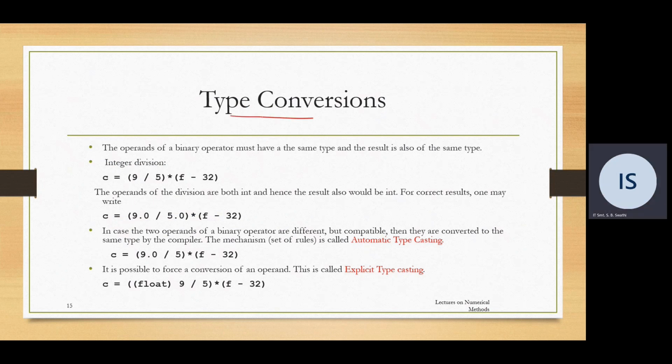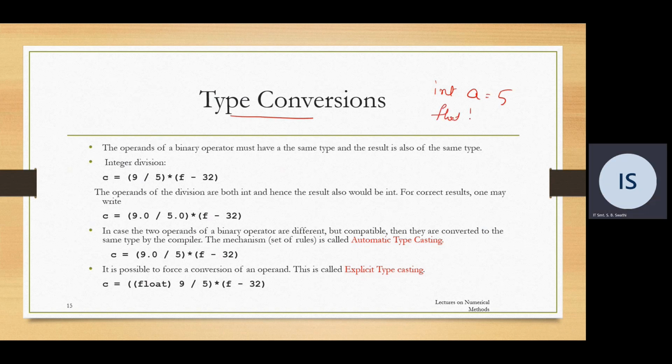Next one, we have type conversion, students. Type conversion is a process where you are trying to convert a data type of a variable to either a higher data type value or a lower data type value. Now, what does that mean?